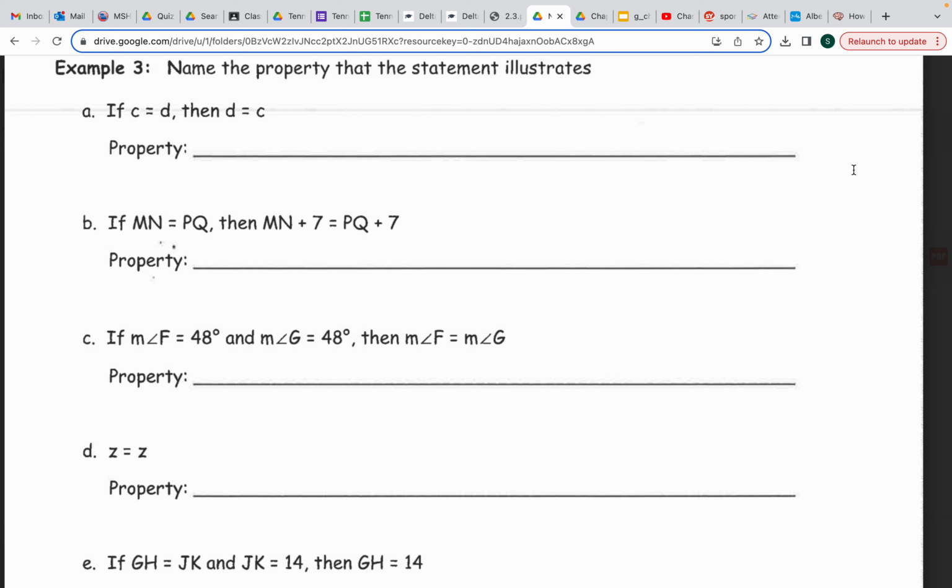All right, what about the next one? If MN equals PQ, then MN plus 7 equals PQ plus 7. What do you think, Will? Yeah, we're just adding 7 to them, so this will be addition property. Perfect.